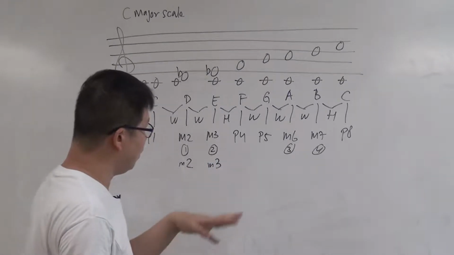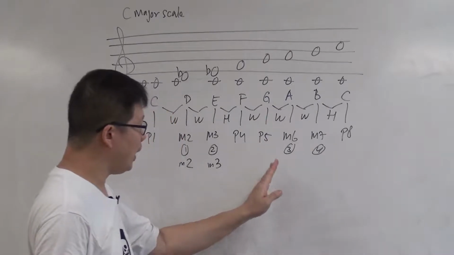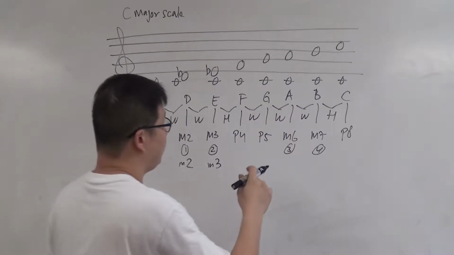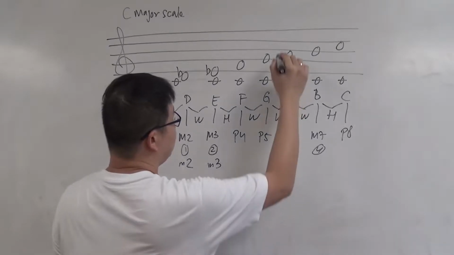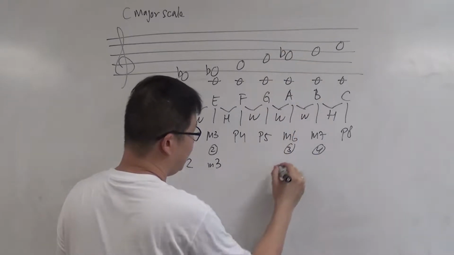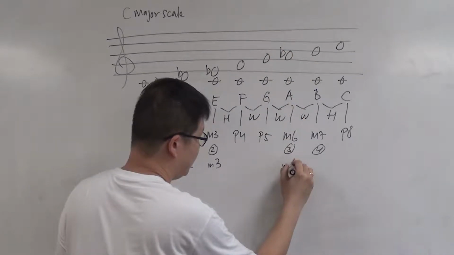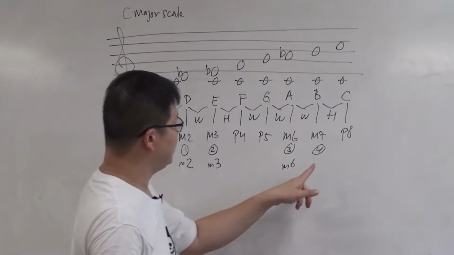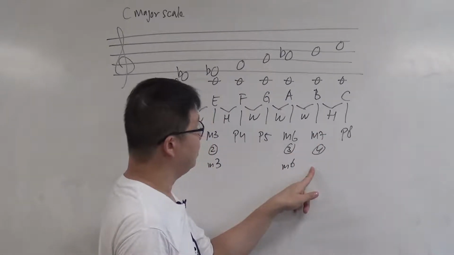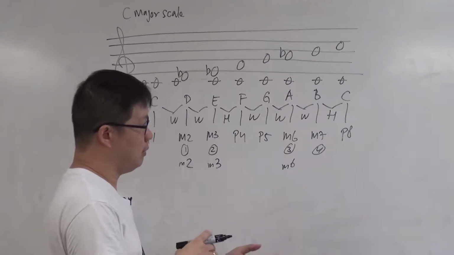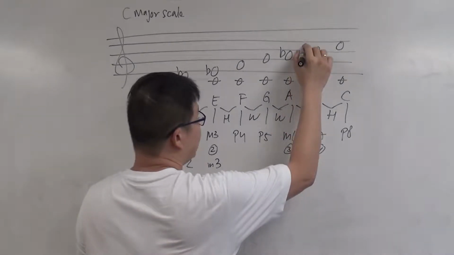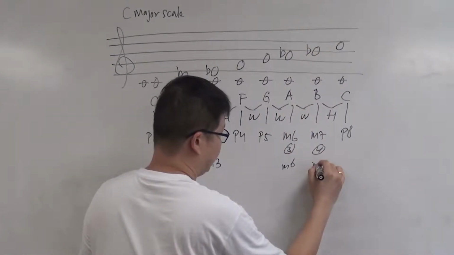Same thing also goes for C to A. C to A is a major 6, but when we want to decrease by a semitone, we put a flat over here. This becomes a minor 6. And then C to B is a major 7, but because we want to decrease it by a semitone, we put a flat here, and it becomes a minor 7.